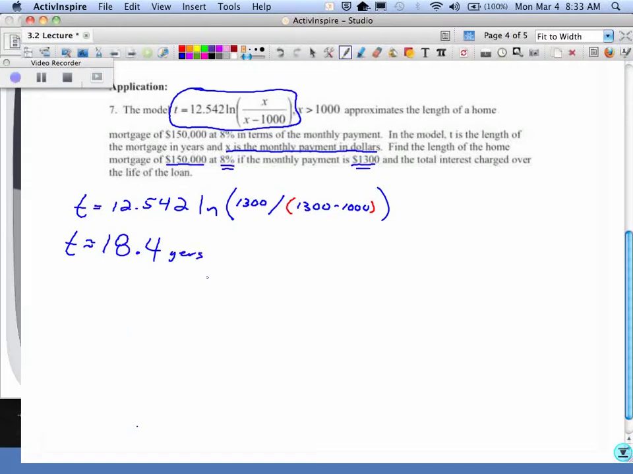So the idea is, if you buy this home, and you spend about $1,300 a month on the mortgage, you will pay off the loan in about 18.4 years. Now this is why parents typically look at you and say, as long as you're under my roof, you'll follow my rules. They spend a lot of money to put a roof over your head. It's expensive. So 18.4 years, how many payments have they sent in?